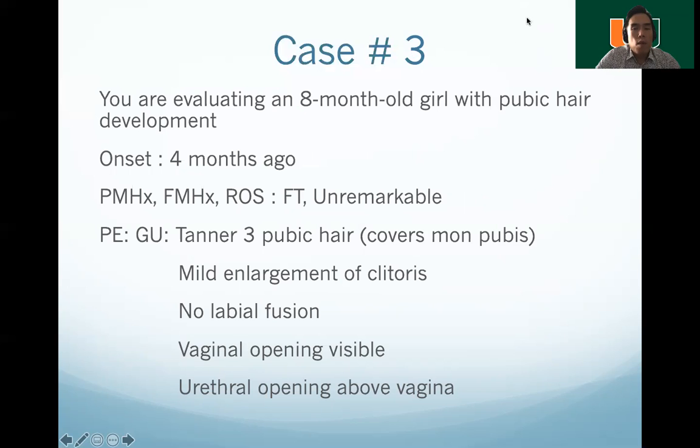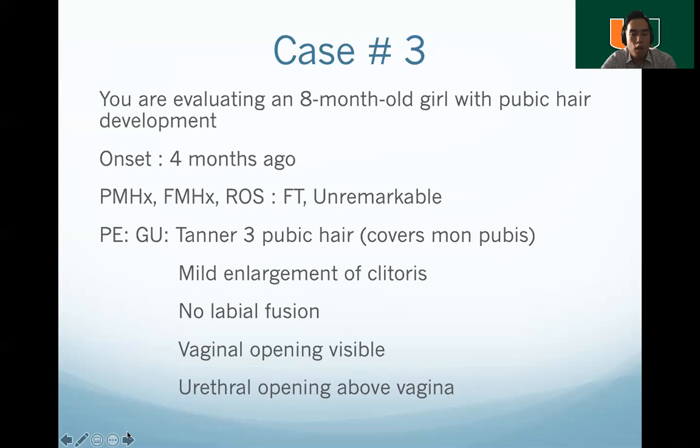Now let's look at one more case. This is an 8-month-old girl with pubic hair development. The onset was about 4 months ago, very, very early. Past medical history, family history, and review of systems were unremarkable. The patient was full term. On exam, you find Tanner 3 pubic hair that covers the mons pubis. There's a mild enlargement of the clitoris. There's no labial fusion, and the vaginal opening is visible. You see a urethral opening above the vagina.